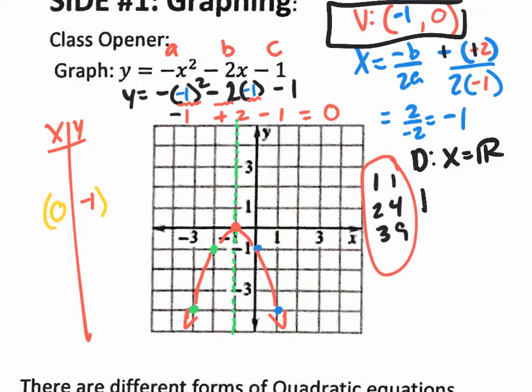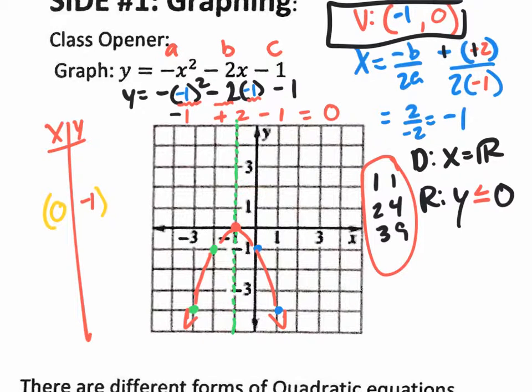How about your range? Well, if the domain are your inputs, your x values, what's the range? Your outputs, your y values. So you're going to say y is what? It's either greater than or equal to or less than or equal to, depending on if it opens up or down. And because it opens down, it will be less than or equal to. And what is that y value of your vertex? Here's the x value. Here's the y value. What's the y value of the vertex? 0. Now that makes total sense, guys.